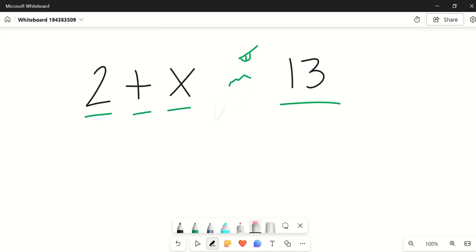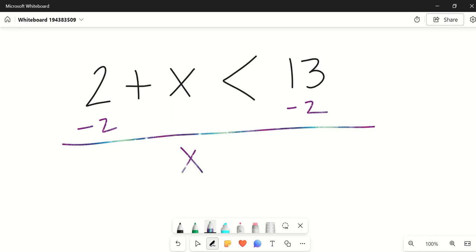If I were to write it like this, how do I read this from left to right now, ladies and gentlemen? Go. 2 plus x is less than 13. So very important that you remember which one's greater than or less than. And then that would be any number under 11. Okay, let's solve this. I would still subtract 2. x would be less than 11. So to make this true, x has to be any number less than 11.